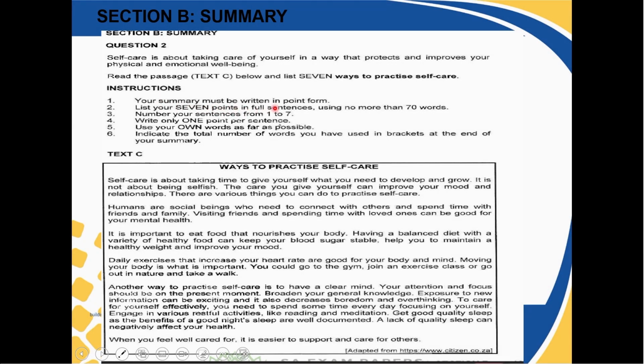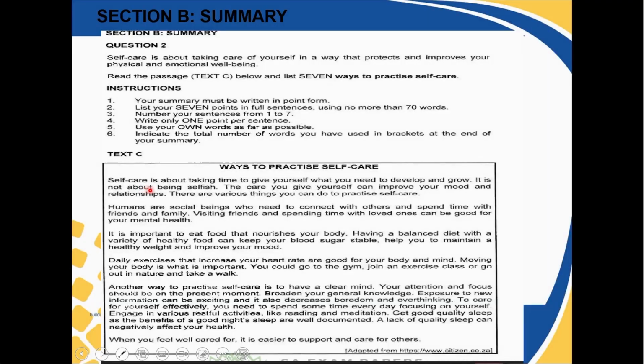Your summary must be written in point form. List your 7 points in full sentences using no more than 70 words. Number your sentences from 1 to 7. Write only 1 point per sentence. Use your own words as far as possible. Indicate the total number of words you have used in brackets at the end of your summary. Now, I think we have already said this.